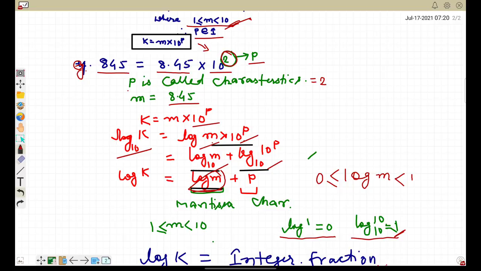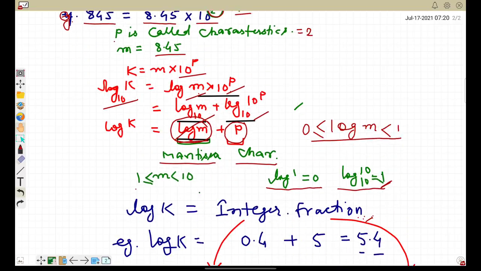So once we convert the number k in the form of m into 10 raised to the power p, taking log on both sides, we write the value log m. So the complete value log m is called the mantissa, and for this value p, log 10, p comes outside. So log 10 base 10 is 1. So p is the characteristics. So overall, if m lies between 1 and 10, then log m lies between 0 and 1. Okay, so this p is called the characteristics and this one is called the mantissa.